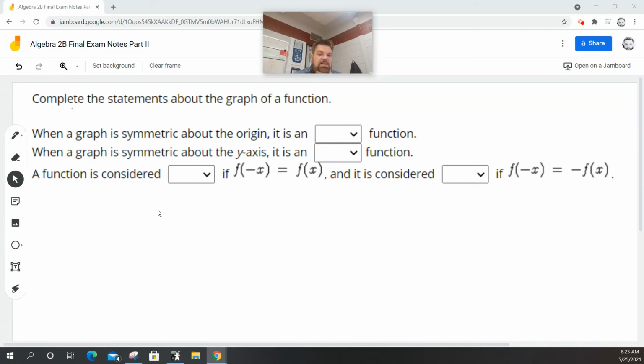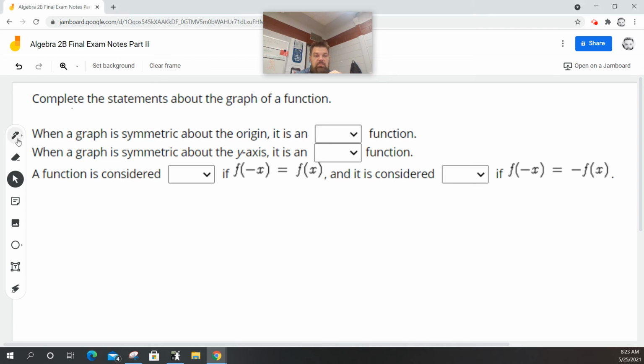So it says complete the statements about the graph of a function. When a graph is symmetric about the origin, it's a very specific type of function. Now, this is just something that you have to memorize. If you haven't memorized it, you should. But symmetric about the origin means that it is an odd function.